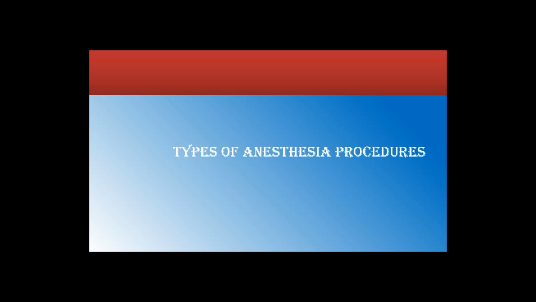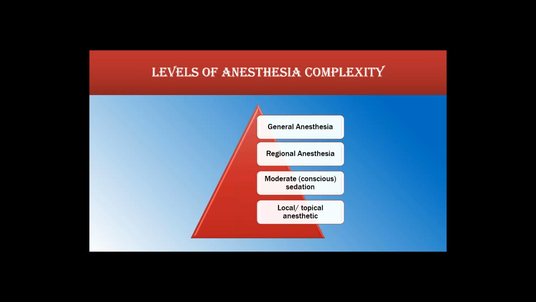The types of anesthesia procedures. There are different levels of anesthesia complexity. By looking at this hierarchy shown on the slide, we can tell that general anesthesia is at the top of the pyramid. This indicates the service with the highest level of complexity. Next, we have regional anesthesia, followed by moderate or conscious sedation, and at the lowest part of the hierarchy is local or topical anesthetic.